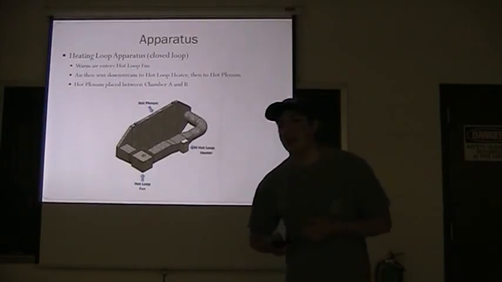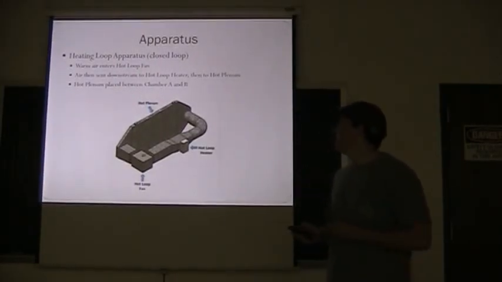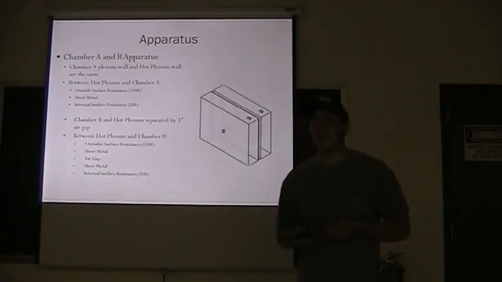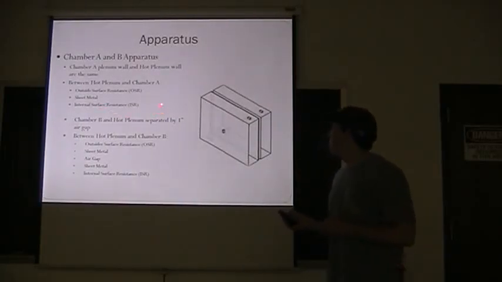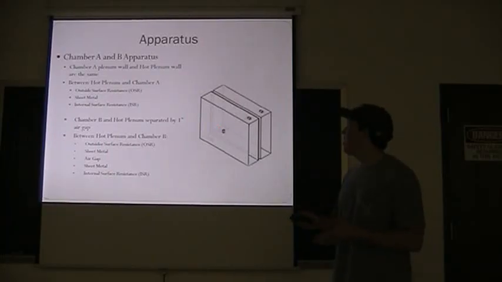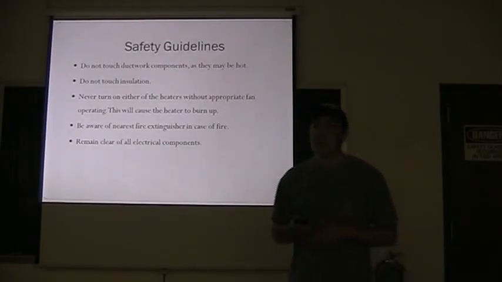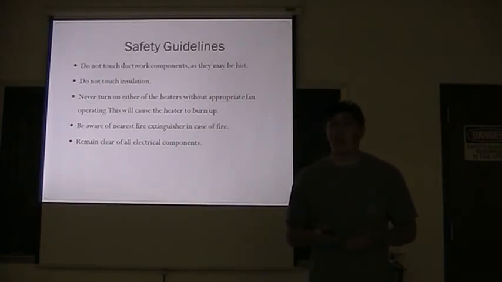So the heating loop apparatus, the warm air enters the heat loop fan. The heating loop apparatus is also a closed loop. The air is then sent downstream to the heat loop heater, and then it's sent to the hot plenum between chamber A and B. The chamber A and B apparatus, the chamber A plenum and the hot plenum are the same. Between the hot plenum and chamber A, we're going to have three types of resistances. And between chamber B and the hot plenum, separated by a 1-inch air gap, there's going to be 5 types of resistances.